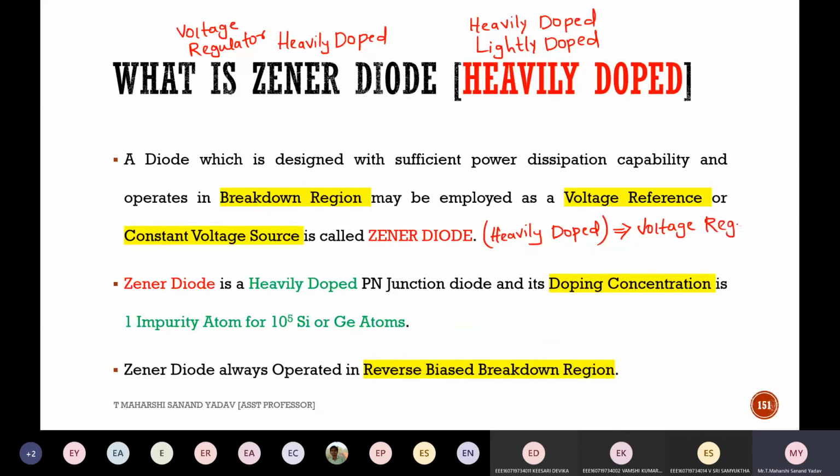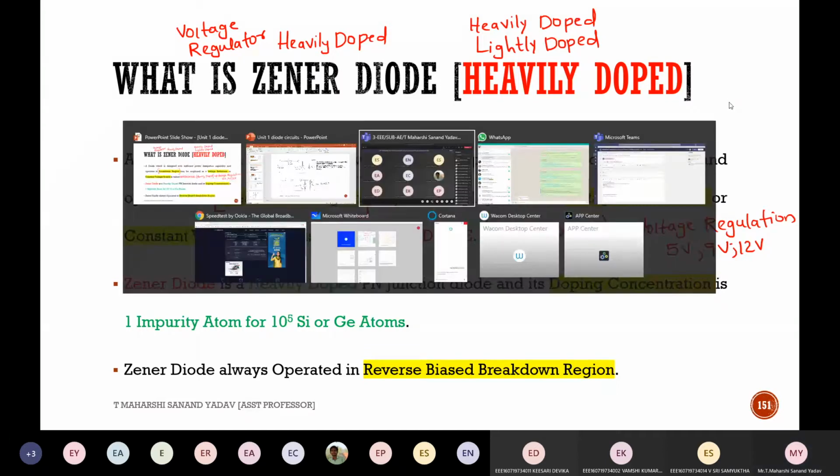What is meant by voltage regulation? To maintain a constant voltage, right? Suppose it is 5 volt or 9 volt, 12 volt. To maintain constant voltage, we make use of this Zener diode, and it will operate only within this region. What is meant by breakdown region? Breakdown region. I think you have seen this in PN diode.